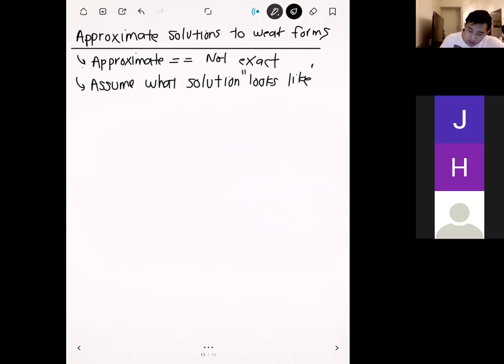I'll put looks like in quotes because what we're going to assume is that our solution belongs to a certain class of functions. Then within that class of functions, we're going to solve for the best function in this class that will solve this problem.